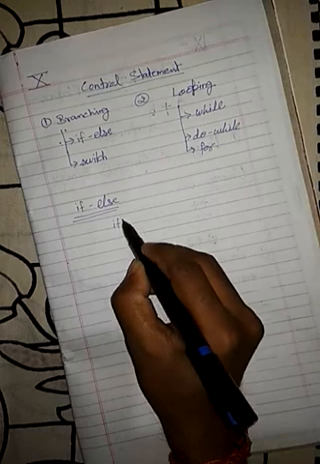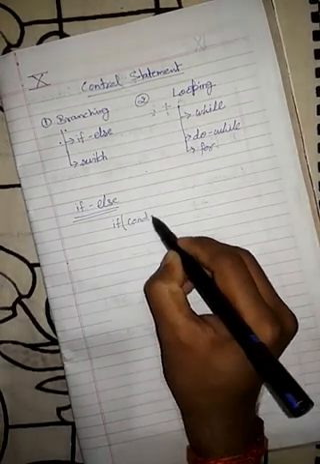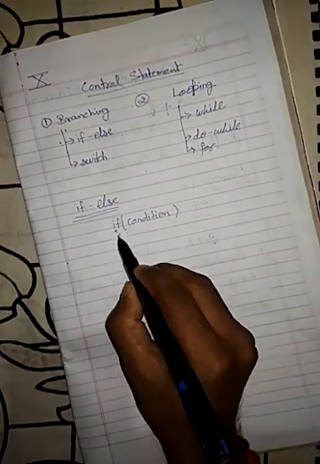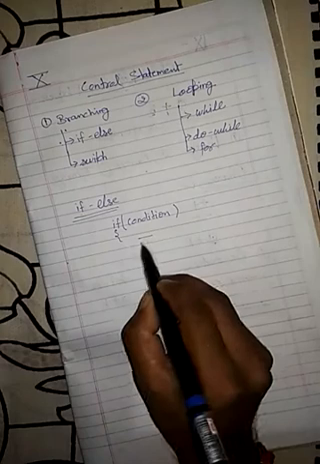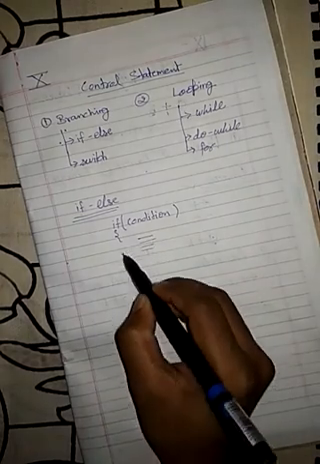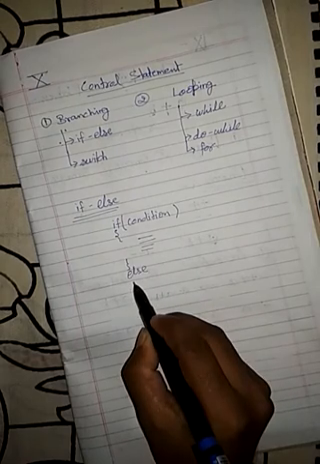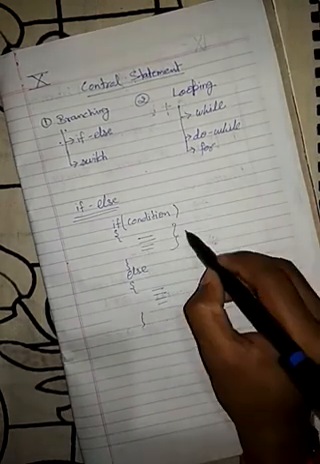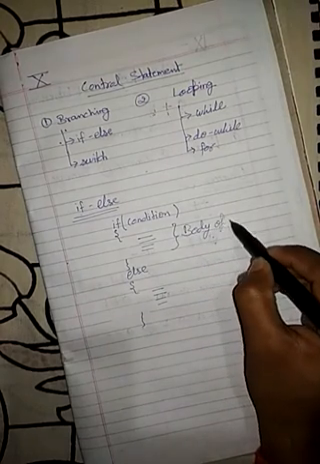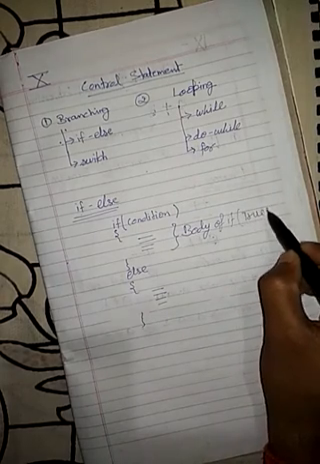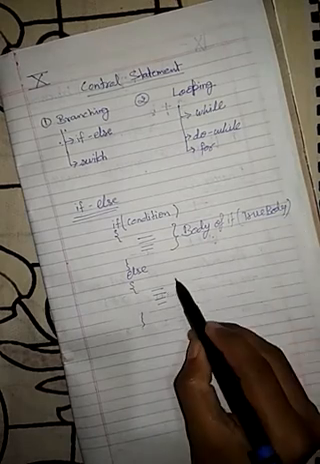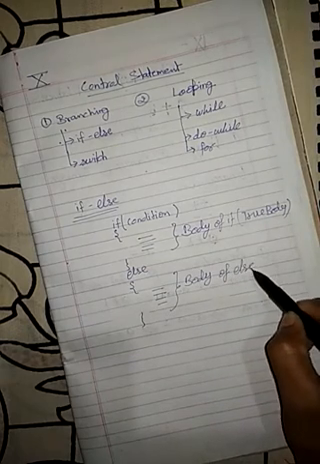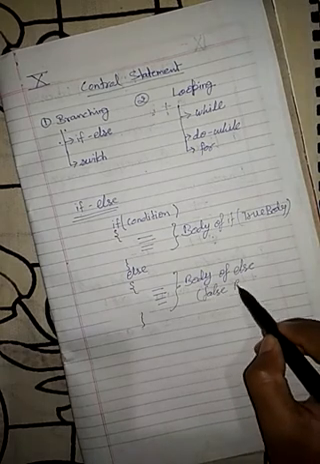Just use if, this is a keyword, then test a condition, and after that a curly bracket, it shows the body of if, it means the true body. Then close the bracket, it means the true body is closed here, and then else, the false body. This is called the body of if, meaning the true body, and this is called the body of else, meaning the false body.